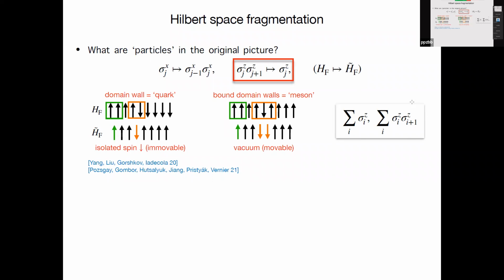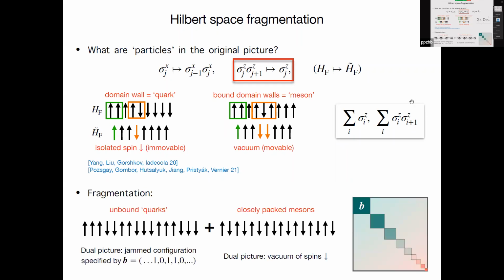Now, how do I get these fragments of Hilbert space? What I do is the following. I join two states. In one state, in the original picture of HF, not HF tilde, but HF, the upper one, I will join domains which have more than two co-aligned spins. And these are unbound quarks. They are immovable. So the domain walls here are more than one site apart. So in the dual picture, this will mean I have isolated spins down. They are not close together. So this will be a jammed configuration. Nothing will be able to move.